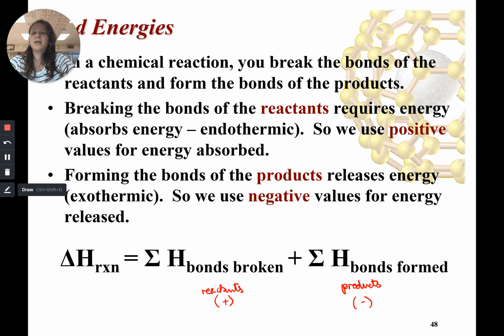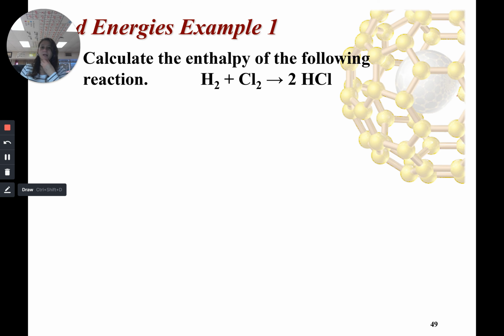So let's look at a couple of examples. Here's the first example. We want to calculate the enthalpy of the reaction: H2 plus Cl2 yields HCl. Now, most of you, if you look at this, you can imagine what the bonds look like. If it's very, very simple like this, that's fine, you don't have to draw them. But if it's anything a little bit more complicated, definitely make sure that you're drawing them to see what kind of bonds and how many, and if they're single or double or triple or what's going on.